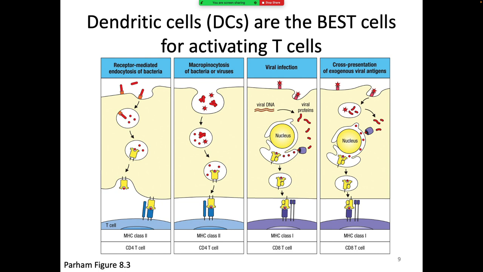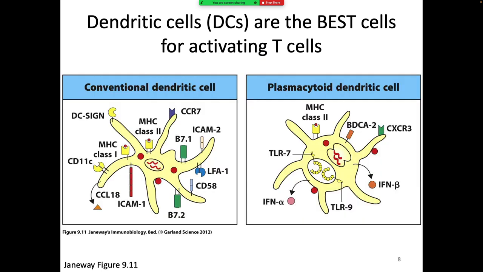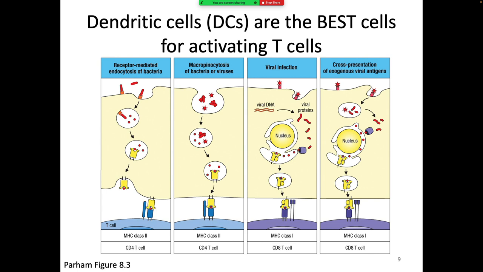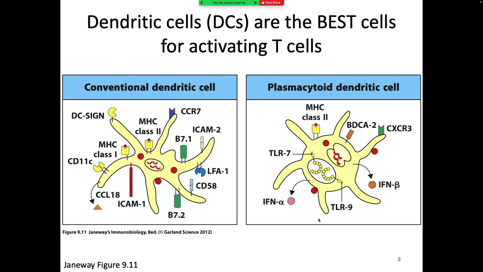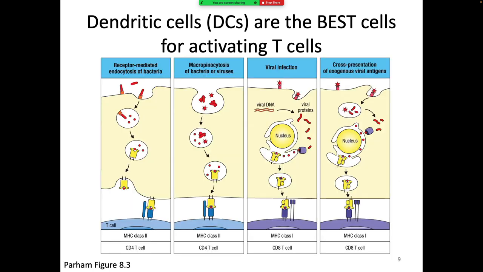Because dendritic cells, thanks to all of these cytokines and proteins on their surface, are the all-stars at turning on T cells. If you have a T cell that you want turned on the first time, when that T cell is first seeing its antigen, you really want it to be seeing its antigen from a dendritic cell. You really hope that this is a dendritic cell turning on this T cell for the first time, because the dendritic cell is so good at T cell stimulation thanks to all of these proteins on the cell surface. And that's why it's important that dendritic cells have so many different types of MHC presentation pathways available to them.